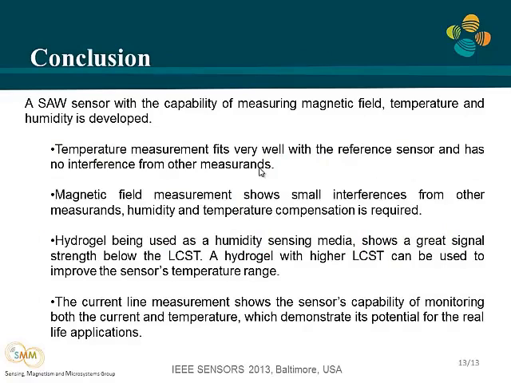As a conclusion, in this work, we developed a delay line sensor with the capability of measuring the magnetic field, temperature, and humidity by measuring the amplitude and phase shift of the reflected signals. The temperature measurement fits very well with the reference temperature and has no interference from other measurements. The magnetic field measurement shows small interference, however, it can be compensated by the other two measurements.